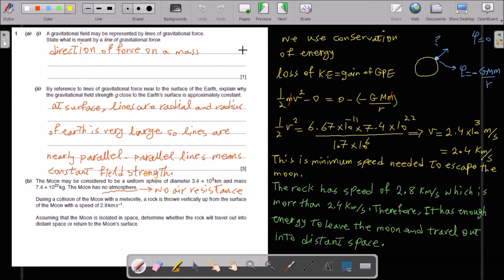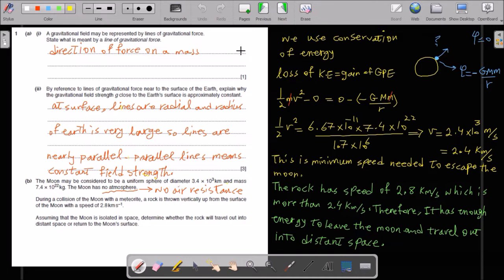Next part, by reference to lines of gravitational force near to the surface of the Earth, explain why the gravitational field strength, g, close to the Earth's surface is approximately constant. We know that at surface lines are radial, and radius of Earth is very large. That's why lines are nearly parallel near the surface of the Earth. So parallel lines means constant field strength. So in every part of the physics, parallel lines of field means constant field strength.